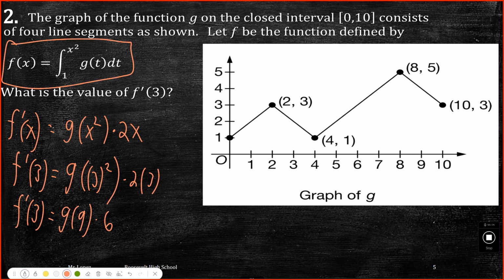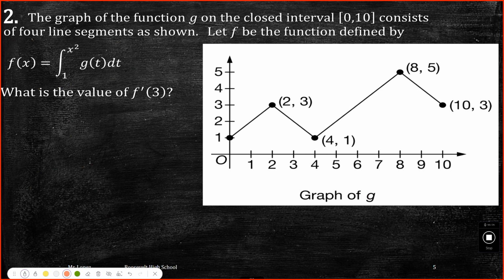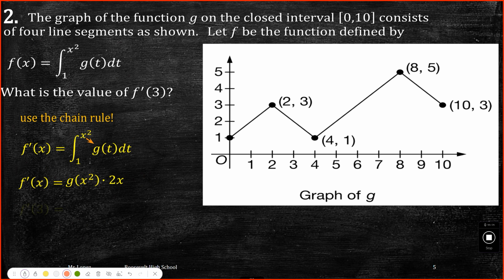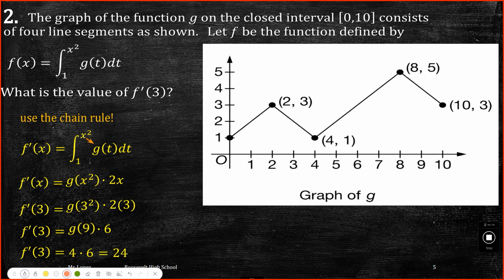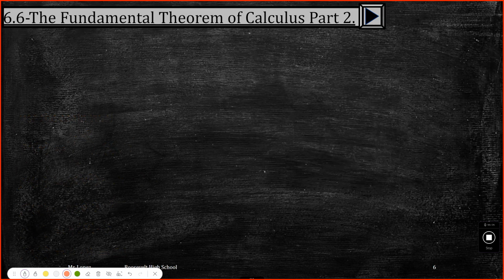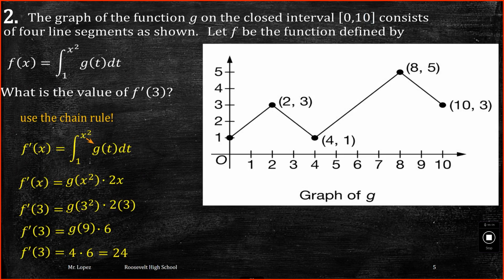What's g of 9? Because on the graph, this is g of 9. So the answer is 24. Yeah, let's stop it here.